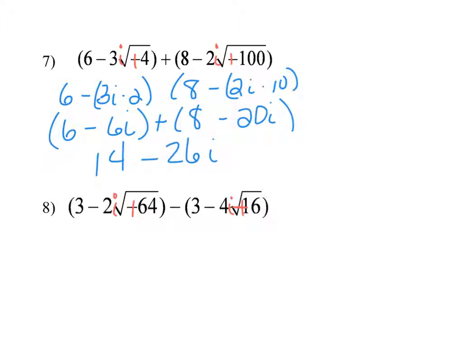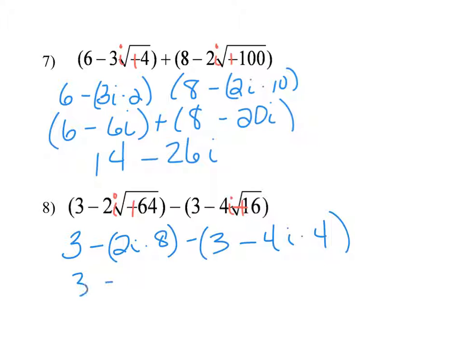So when we do this one, it's 3 minus 2i times 8 minus 3 minus 4i times 4. So this is 3 minus 16i minus 3 minus 16i. So we change the signs, we distribute that negative through.